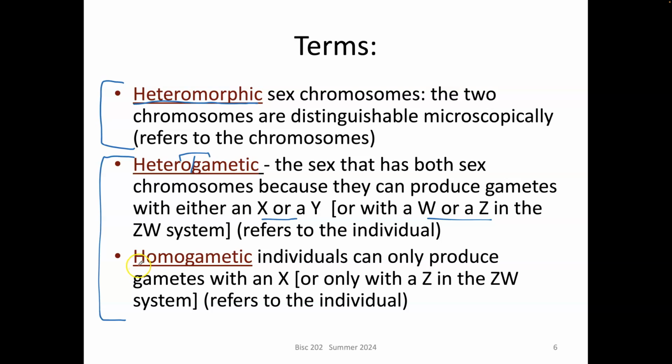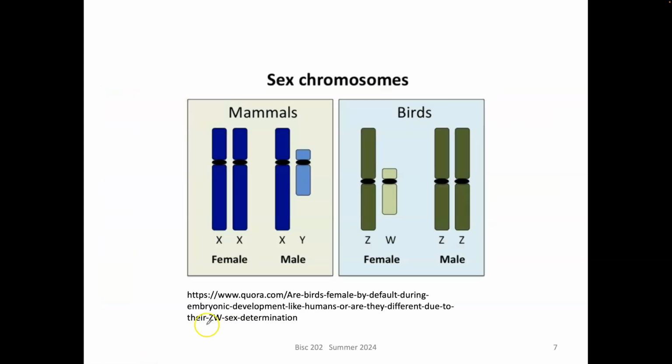Homogametic sex, the homogametic individuals, they can only produce gametes with the same sex chromosome. Females in the XY system, all their gametes are going to have an X because that's all the chromosome they have, or only a Z if they're males in the ZW system. So this is the actual individuals or the sex, whereas this is the actual chromosomes. And so it's important to use those terms correctly.